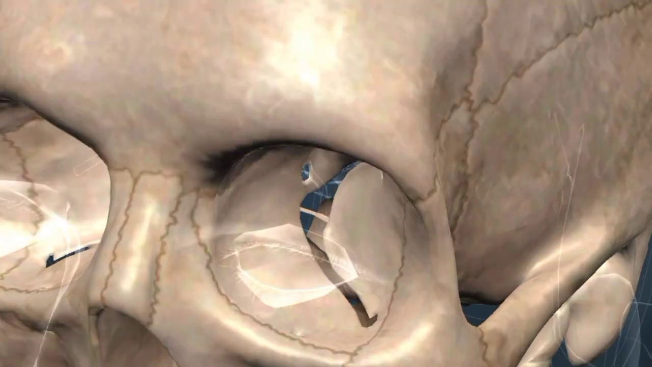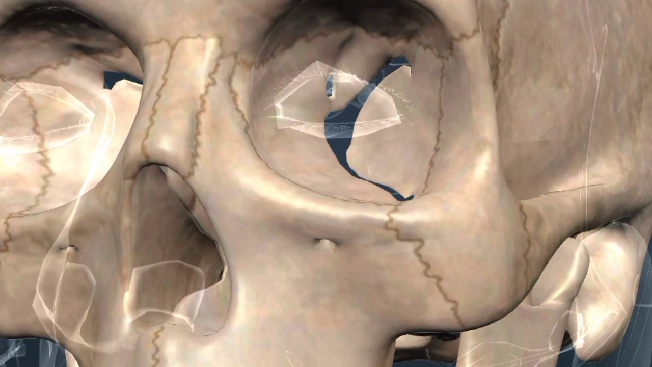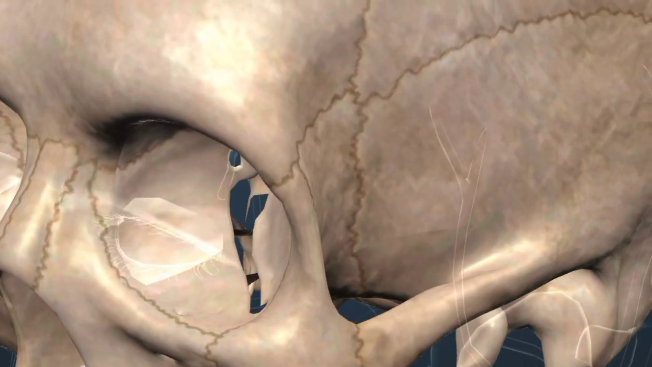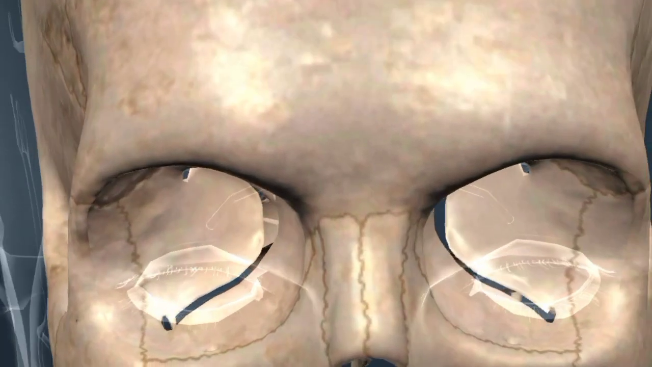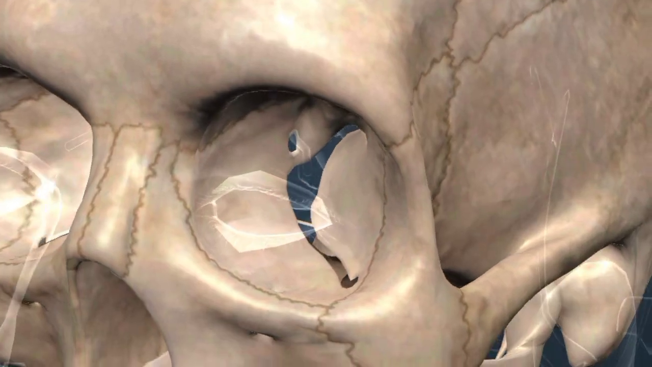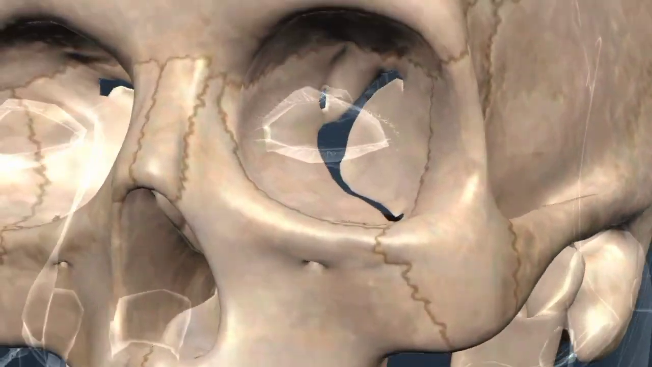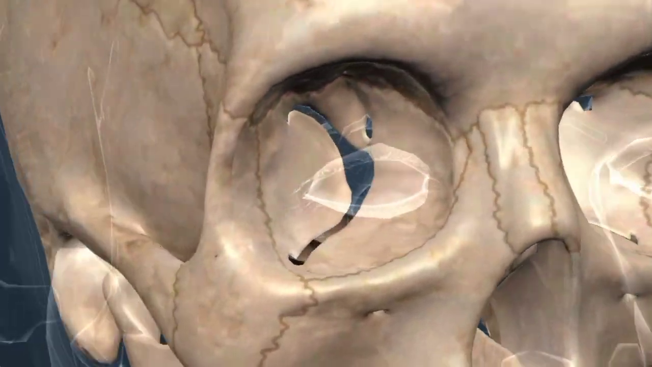Lacrimal bones, small bones in the eye socket, near the tear ducts. This bone supports the structure of the eye socket and contains the lacrimal sac, assisting with tear drainage.